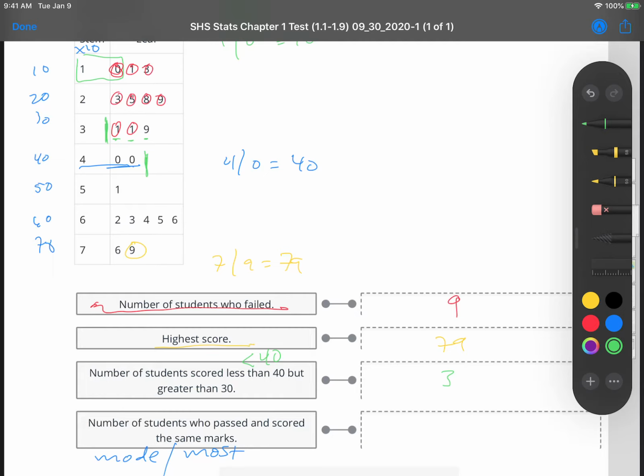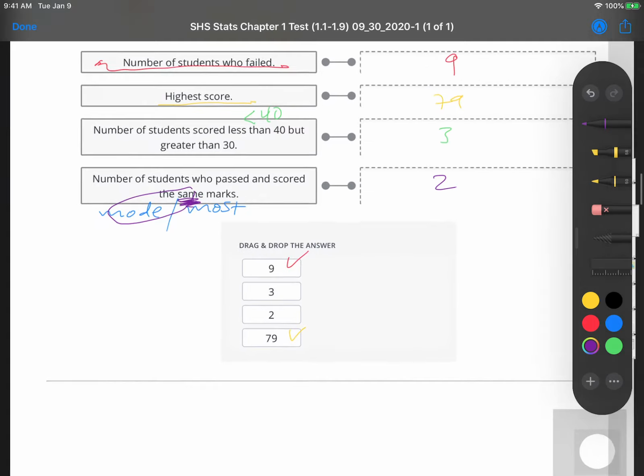And then the last one, number of students who passed and scored the same marks. This one I meant to say, that is the most, or mode. So those two would be 40, because 40 is higher than 33, that's passing, and they're the same marks, so that would be 2.